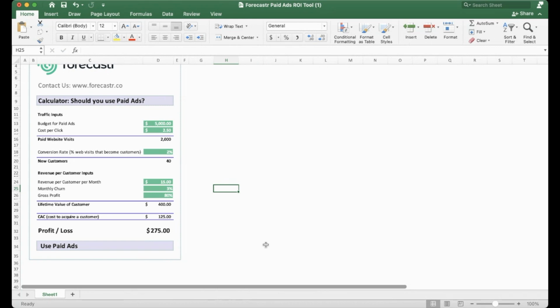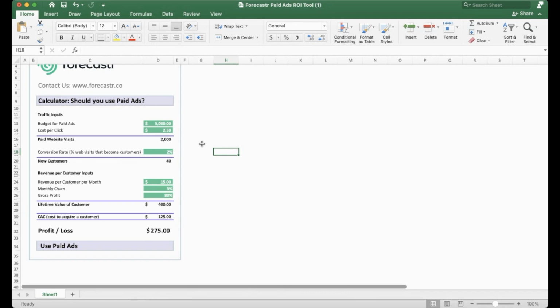But generally, the helpful thing to do here is to just look at these green cells, look at these inputs, determine which ones you have direct impact over, or the things that you can try to optimize and work on. In this case, the things that we have direct control over are budget for paid ads and the revenue per customer per month. Those are things that we can change basically at any time.